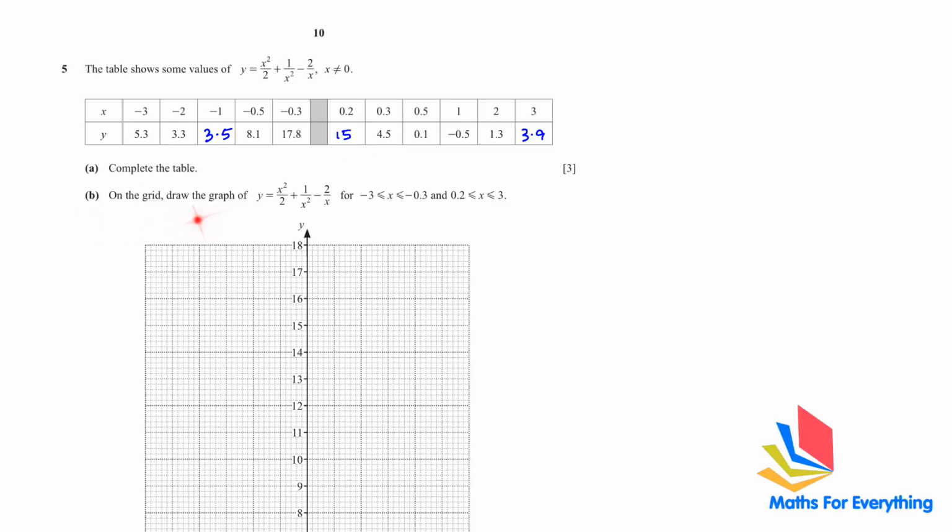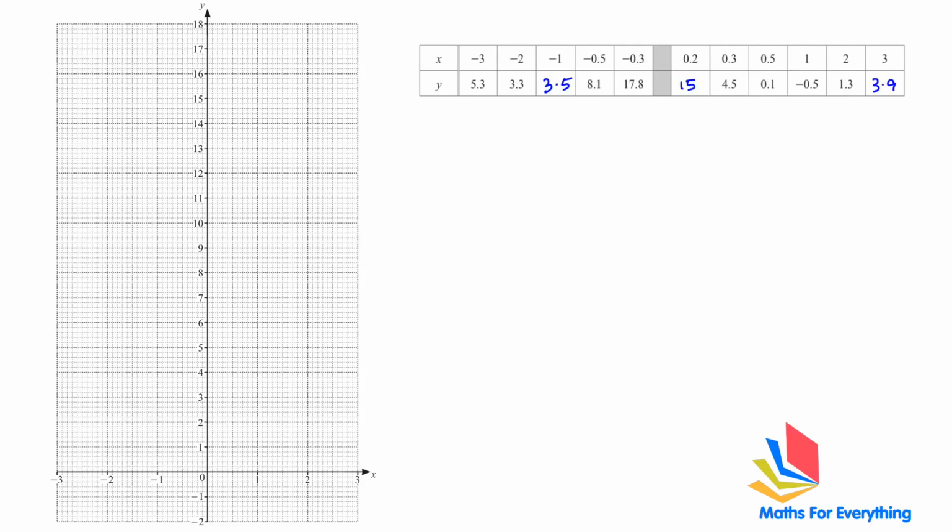Part B, on the grid, draw the graph of y is equal to, so we have to plot these points here. So this is our x-axis and this is our y-axis. When x is -3, y is 5.3. That's our first point. When x is -2, y is 3.3, which will be here somewhere. And then when x is -1, y is 3.5. So the same way we are going to plot all the points. So we plotted both the sides. Now we have to join the points.